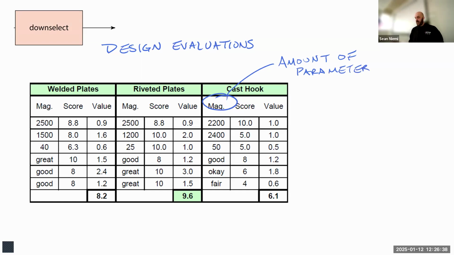So if we remember from before, this line right here is cost. For each one of these, the first one, this cost is $2,500. This one is $2,500. This one is $2,200. All right, that's the amount of that parameter. Next is our score, which is essentially a points rank for that parameter or for that objective.